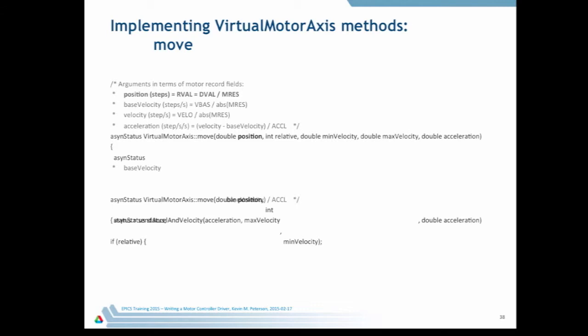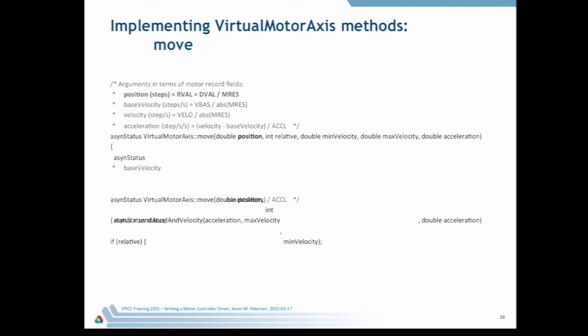I was doing something similar with the motor method where I highlight where the arguments are used, but the important thing you can actually see on the slide is the position's relationship to the motor record fields. So in the move command, and there's an issue with this, if you're doing an absolute move, your position is rval or dval over mres. If you're doing a relative move, that is not what it is.